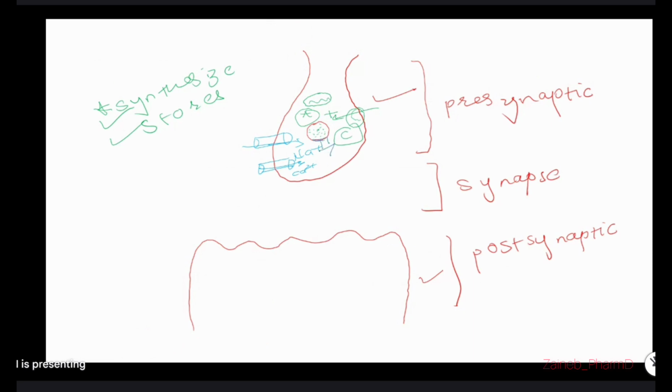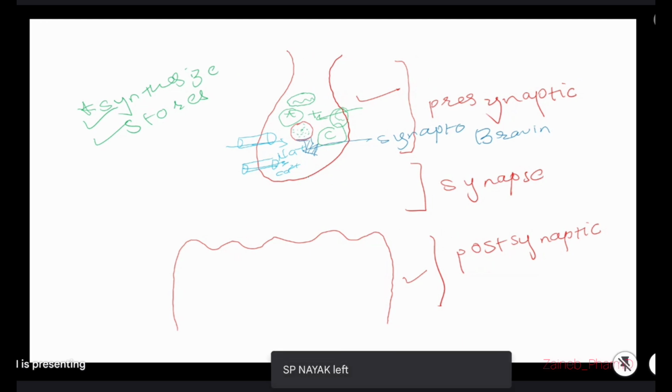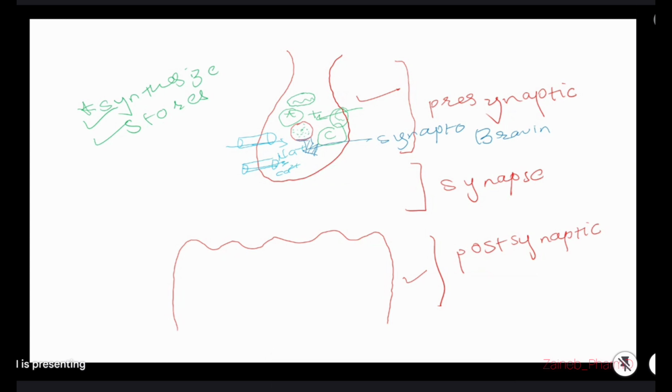These proteins are called synaptobrevin. And also there are special proteins located on the membrane of the motor nerve endings. This membrane is known as the neurolemma. So we can say that there are special proteins located on the neurolemma known as syntaxin.